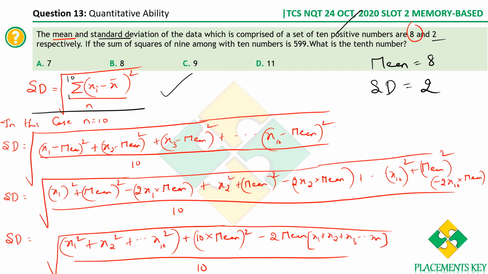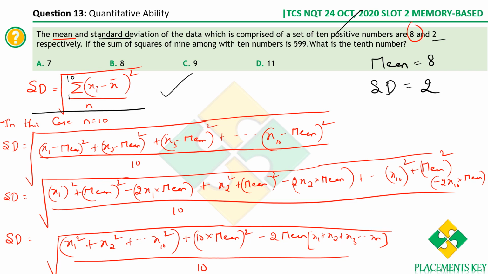Xi minus x bar. So i varies from 1 to 10. That is called sigma, right? Sigma is summation. i varies from 1 to 10. So first we are substituting i as 1. So x1 minus mean whole square, sigma it's summation, right? So plus x2 minus mean whole square plus x3 minus mean whole square, so on till x10 minus mean whole square.